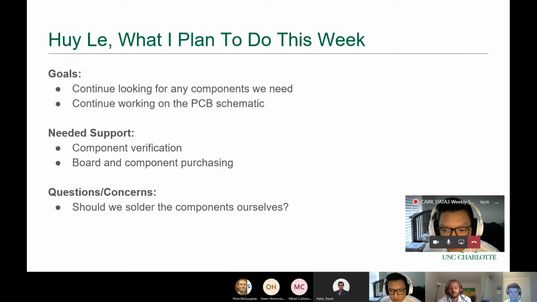For next week, we're gonna keep looking into the chips that we found, as well as the breakout and evaluation boards, to see what the best way to go about that is. For support, for component verification, we just wanted to know if you thought that the chips we found were good or were to your liking, and for purchasing, that's more for Nathaniel and Dr. Gridizar.